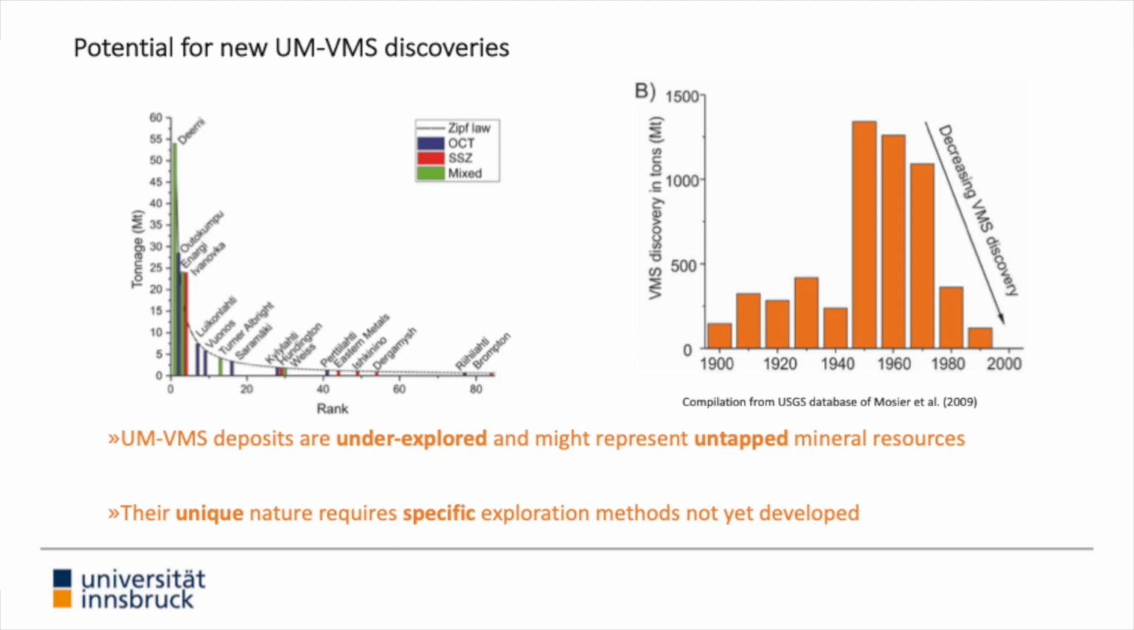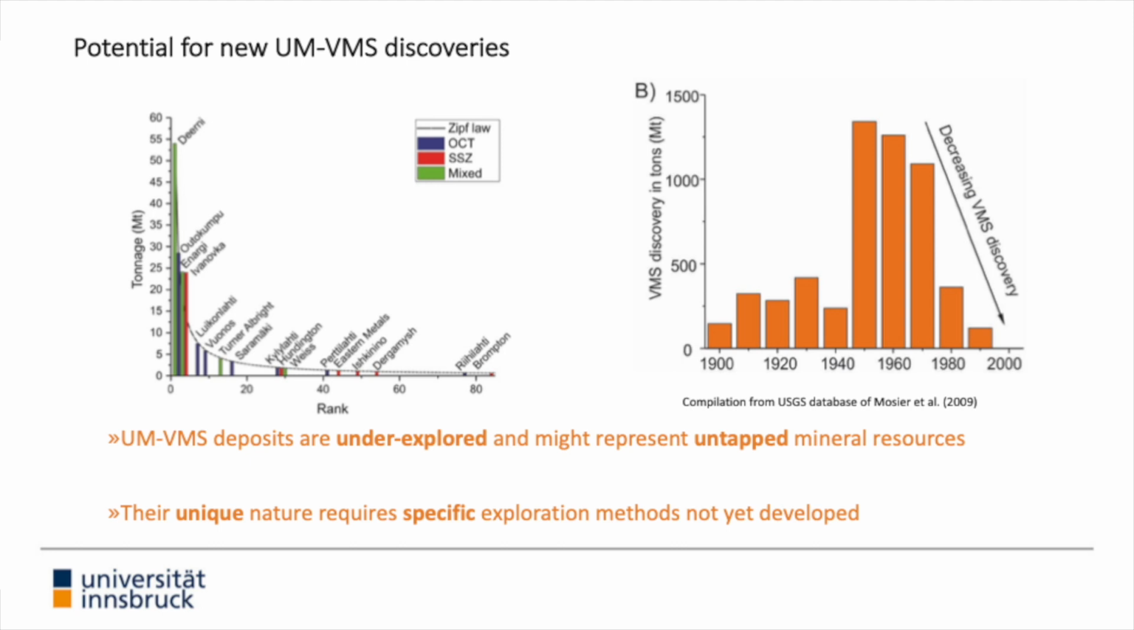So if you look at the left diagram, you can see the tonnage of the different ultramafic-hosted VMS deposits, and they have been ranked based on their size. And then the black line is a Zipf's law, which is a predictive distribution for any given type of deposits. And the assumption, if you look at deposits in general in a district or an area, you have the biggest deposit with a given tonnage, and the next deposit will have half that tonnage, and the next one will be half the tonnage, and so on. So it follows this kind of distribution curve.